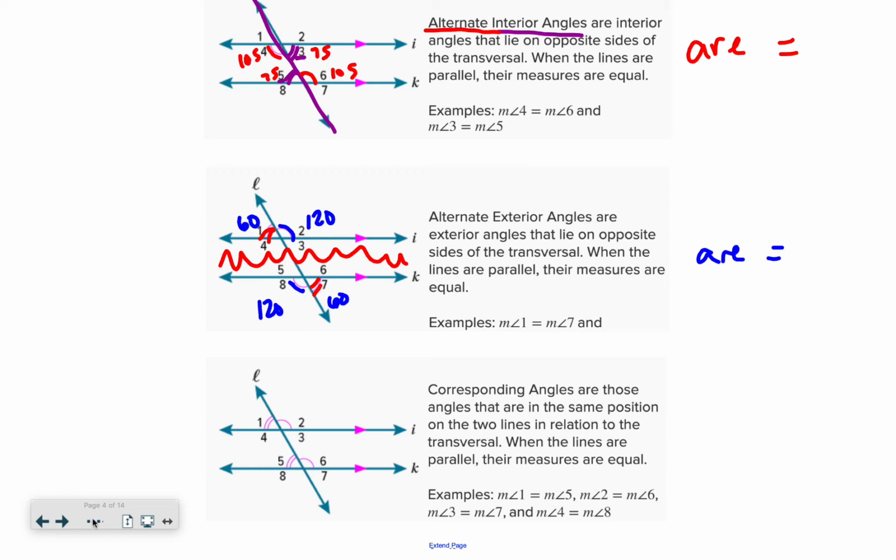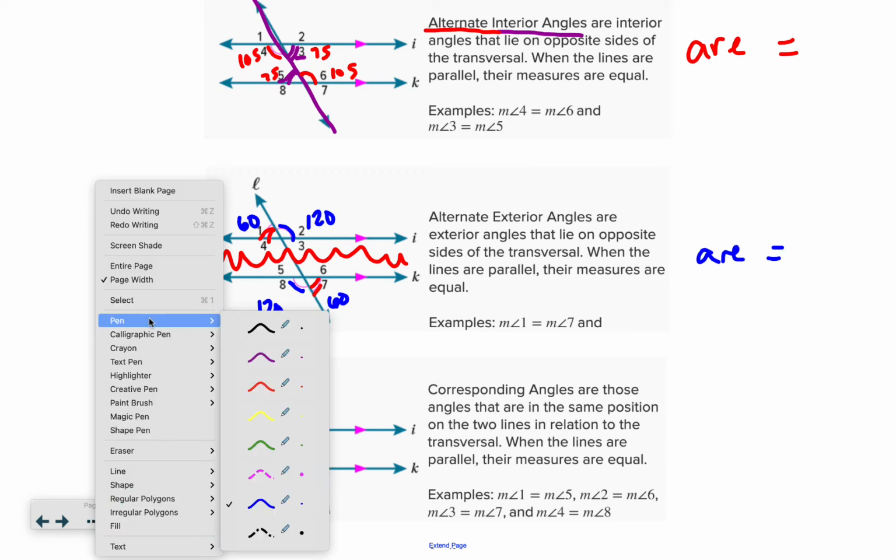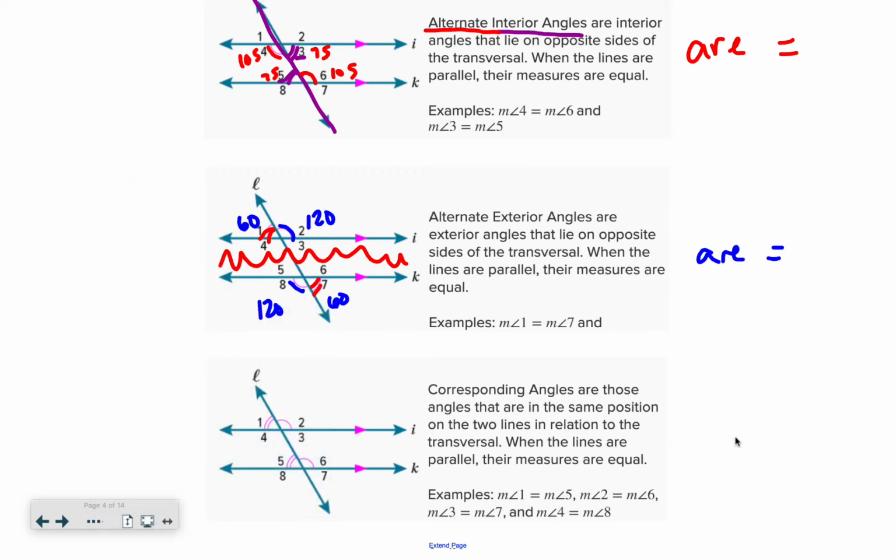All right, then let's talk about corresponding angles. Corresponding angles are angles that are in the same position on the two lines. If we look at angle 1, I'm going to highlight it green here. This is angle 1. If I were to take that angle and just slide it this way, do you see how it would be the same thing as angle 5? That's an example of a corresponding angle.